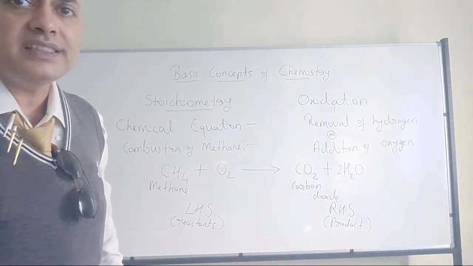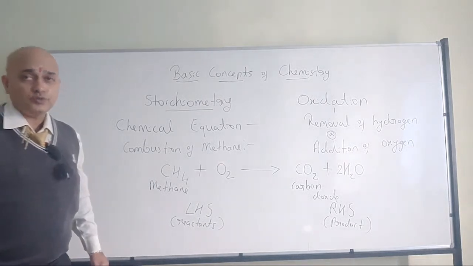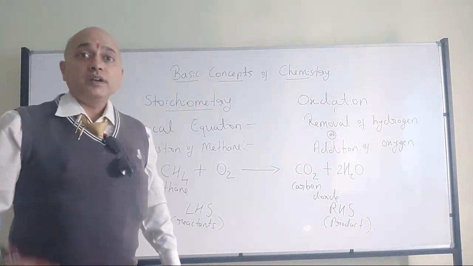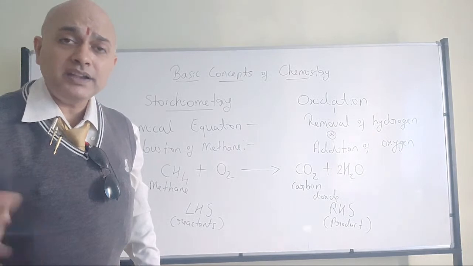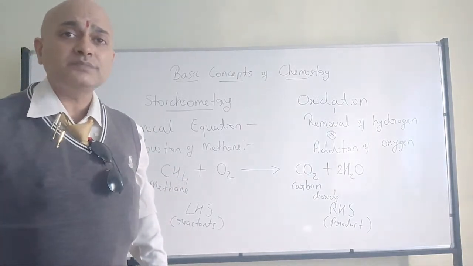Many of you have written the equation, very good. Okay, so I will write it as 2H2O. Now, carbon, a less occurring element, is balanced. Hydrogen, a less occurring element, is balanced.